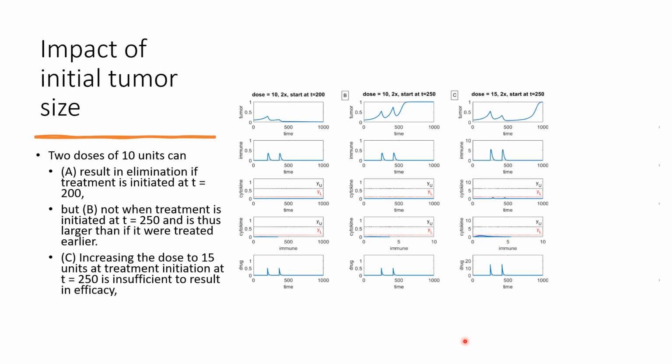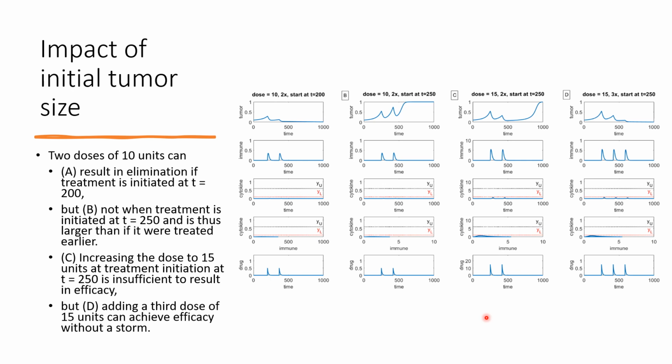Now, if you increase the dose a little more and start at this time, okay, this is still insufficient. It seems like this was not enough of a boost to actually get the cytokines to start helping out with augmenting the immune response. And then finally, okay, here we simulated, for example, a lower dose, but given 3 times, starting at this point, and now we have elimination without a storm.